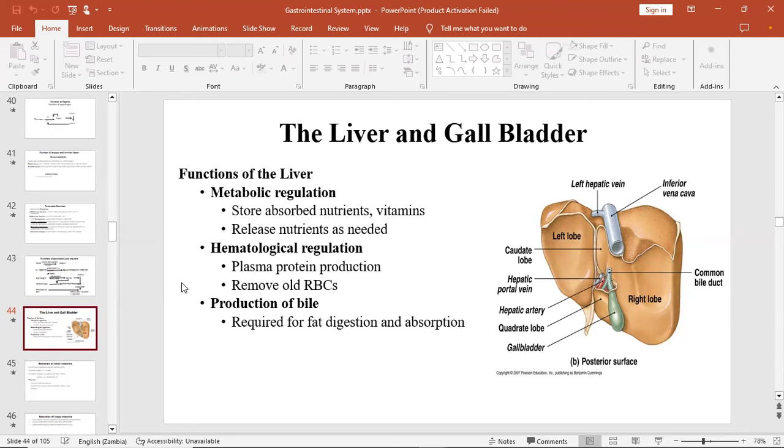Then the hematological aspect: remember plasma protein production, also removal of RBCs. Remember, RBCs have about a 120-day lifespan. So after that period, damaged red blood cells can go to the liver and be replaced, and iron can be taken from that, and bile formed to go and make other things. So I want you to go and study the processes and mechanisms that happen in the liver. The production of bile, as you know, comes from the breaking down of RBCs.